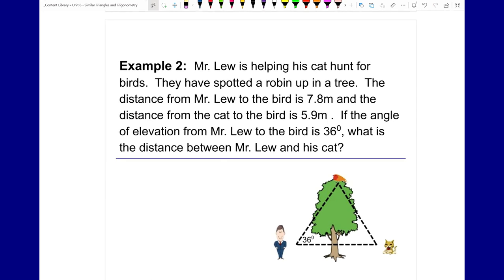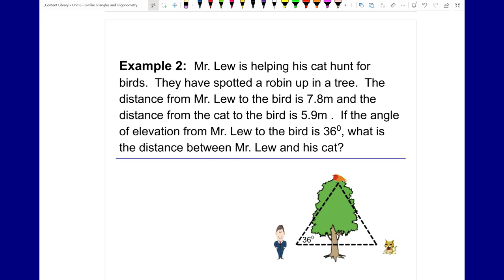One last question. So Mr. Liu is helping his cat hunt for birds. They have spotted a robin up in a tree. The distance from Mr. Liu to the bird is 7.8 meters, and the distance from the cat to the bird is 5.9. If the angle of elevation between myself and the bird is 36 degrees, what is the distance between myself and my cat?